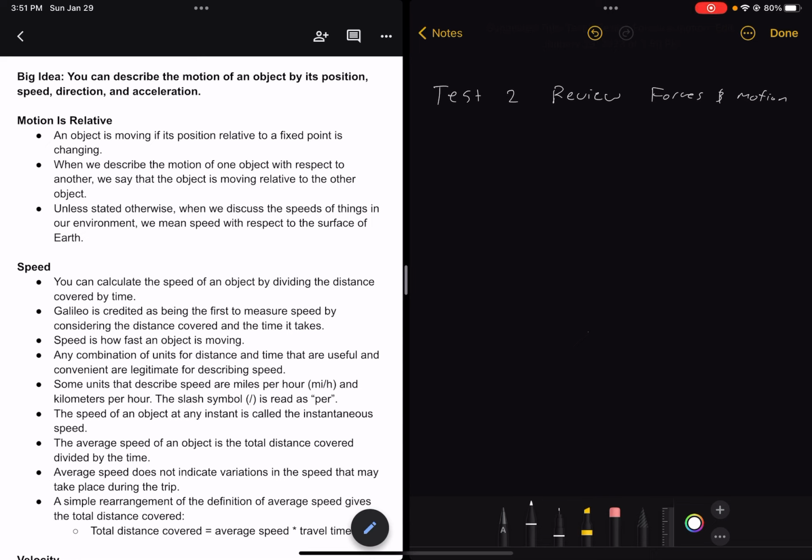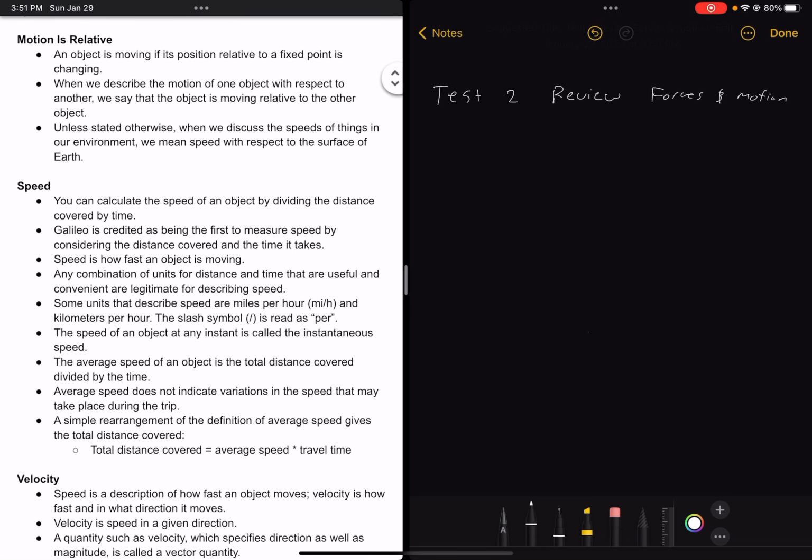So what this means is that basically there has to be some reference point, right? So when we're saying we're moving, it has to be with respect to some other thing. So typically we say we move with respect to the surface of the earth. That's like the default reference frame. And yeah, that's really all there is to it.